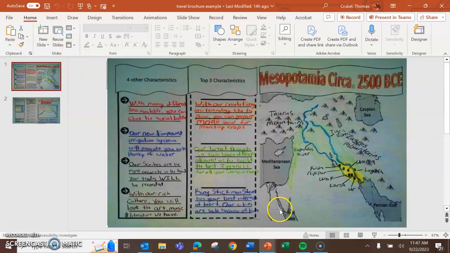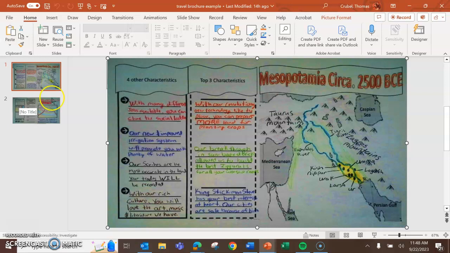The interior, here's my map, drawn nice and neat. I can read all the labels. I can see what's shaded. My mountains are brown, my Fertile Crescent is green, Sumer is yellow. Then over here, these were my 7 characteristics. Here was the one about technology and the plow. Let's see, another one that I did. Over here, with many different jobs available, you can climb the social ladder. That was about the social structure. That relates to that characteristic there. So that is how you get this done.